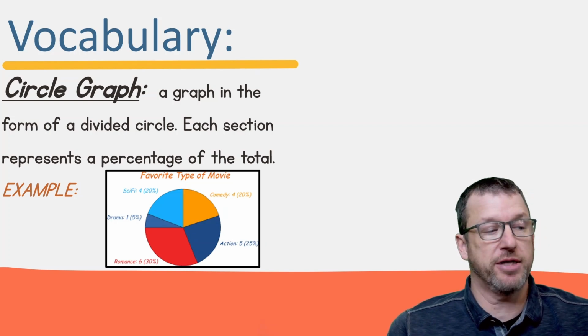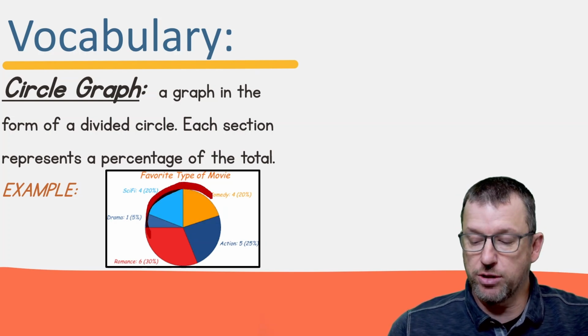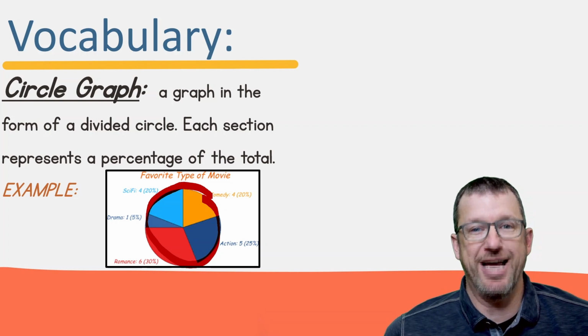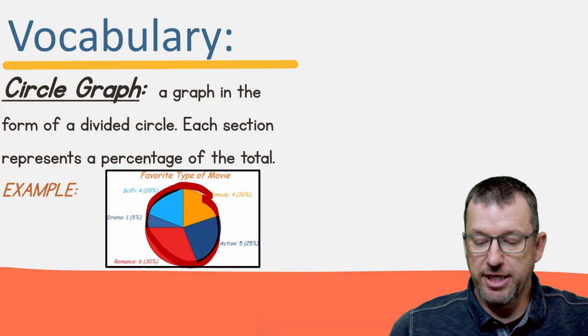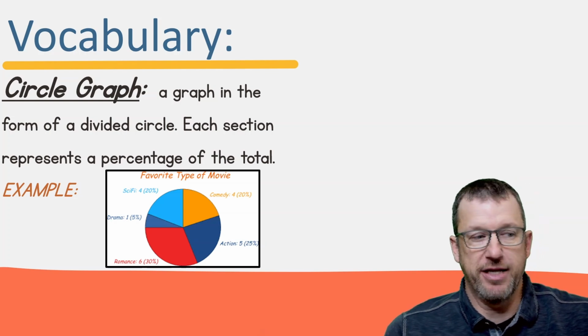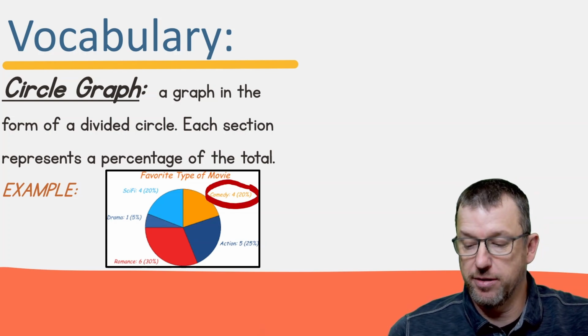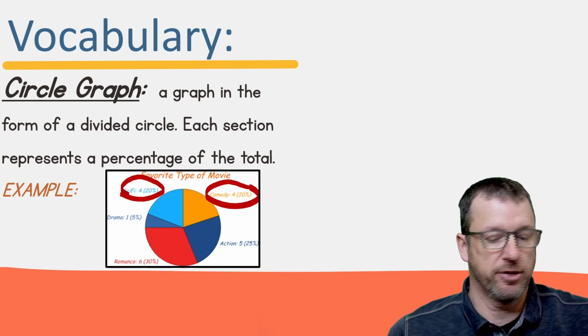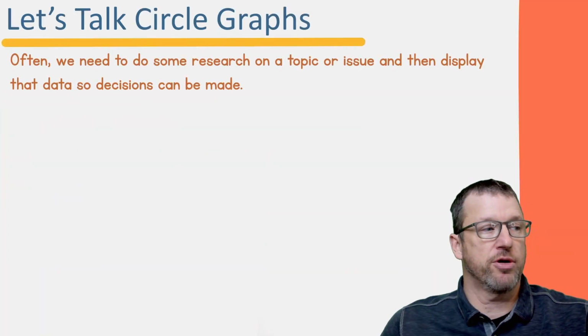So the big thing to understand about a circle graph is the circle represents all the data you collected. Okay, and then each piece of the circle or each piece of the pie represents a part of the data. For this one, the part that liked comedy. For this one, the part that liked sci-fi. Okay? All right, so let's talk circle graphs.